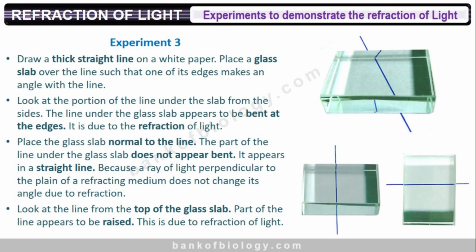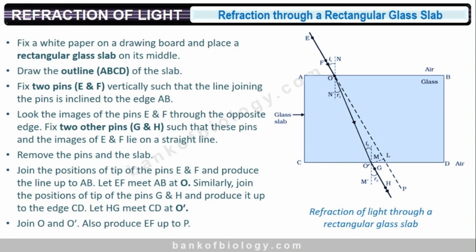Look at the line from the top of the glass slab. Part of the line appears to be raised. This is due to the refraction of light. Fix a white paper on a drawing board and place a rectangular glass slab in its middle. Draw the outline ABCD of the slab. Fix two pins E and F vertically such that the line joining the pins is inclined to the edge AB.